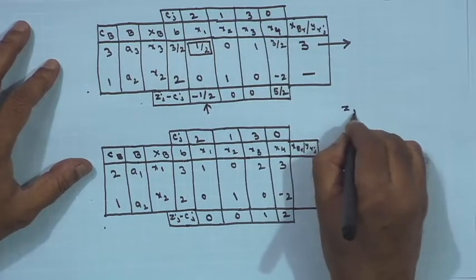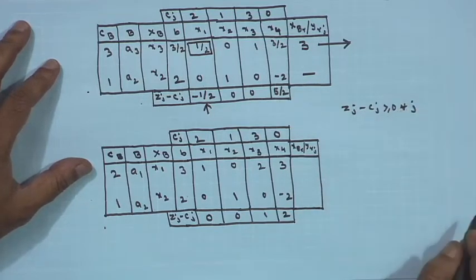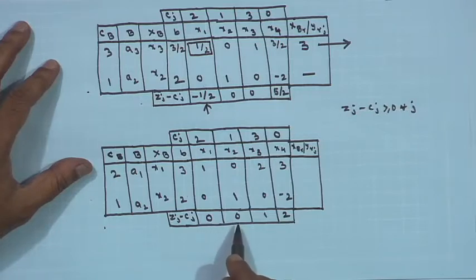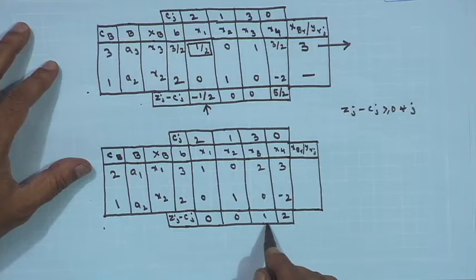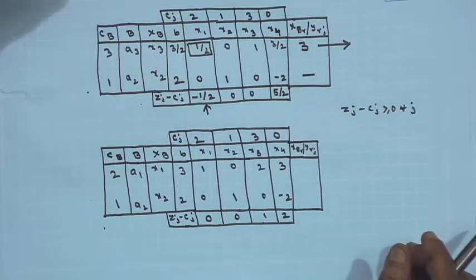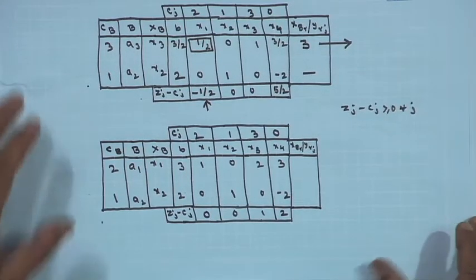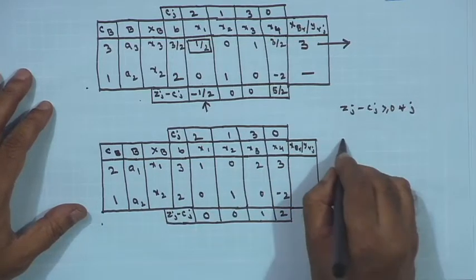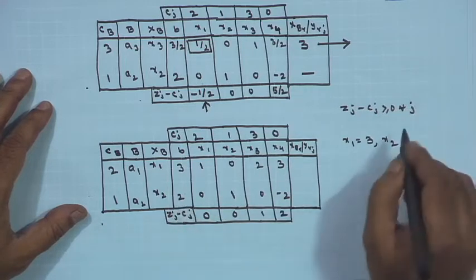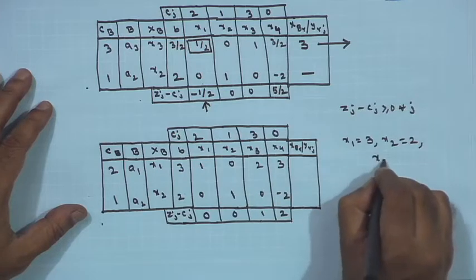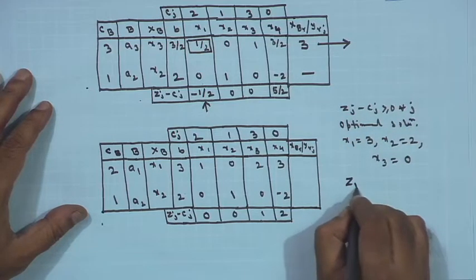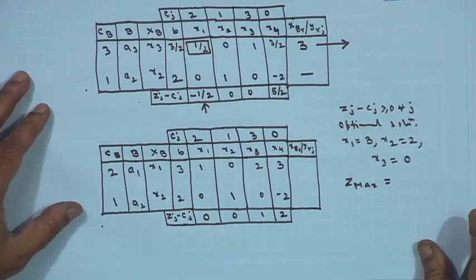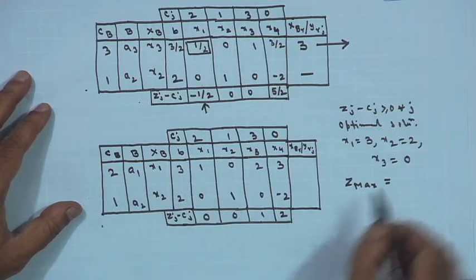Now, if you see, all Zj minus Cj are greater than or equal to 0 for all j, and Zj minus Cj equals 0 for basic variables, Zj minus Cj is greater than 0 for non-basic variables x3 and x4. So, for this case, the solution will become unique. Your optimal solution will be x1 equals 3, x2 equals 2, x3 is not present in the basis, therefore x3 equals 0. This is your optimal solution, and the value of z max will become now 2 into 3, this Cb into b. So, 6 plus 2, that is 8.